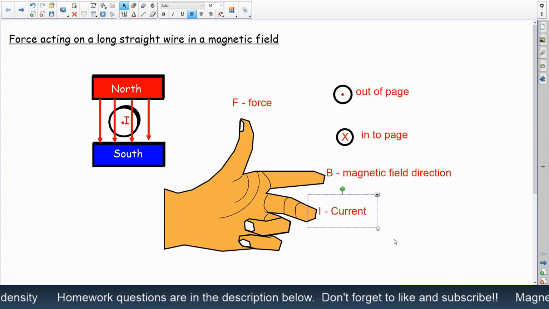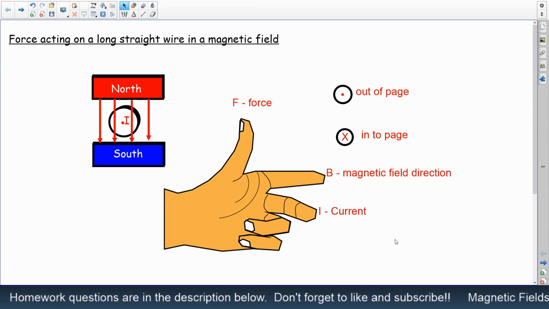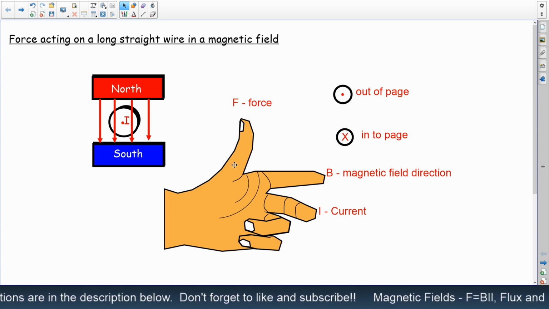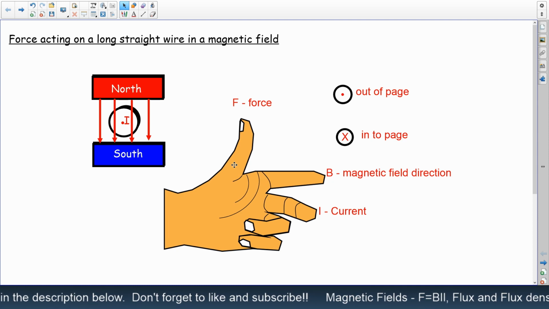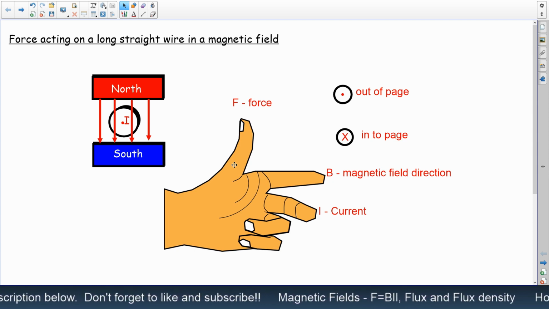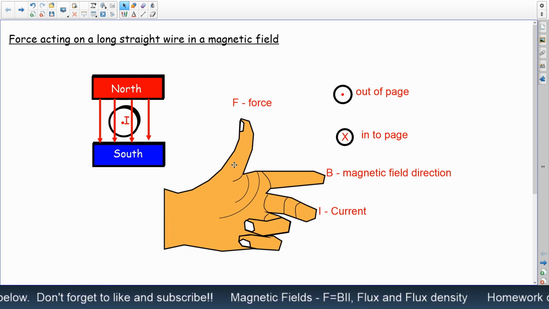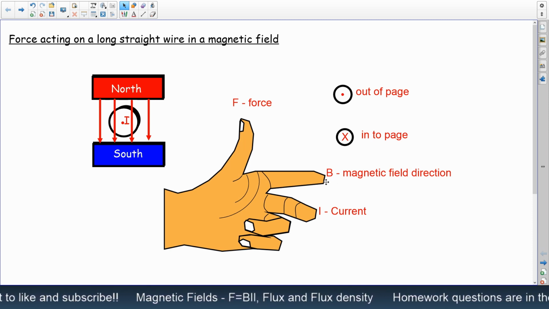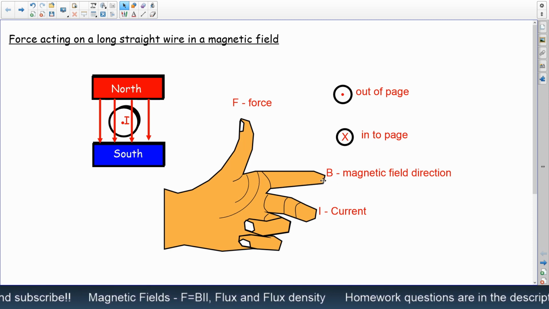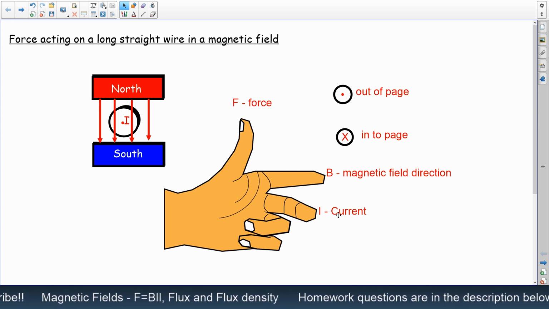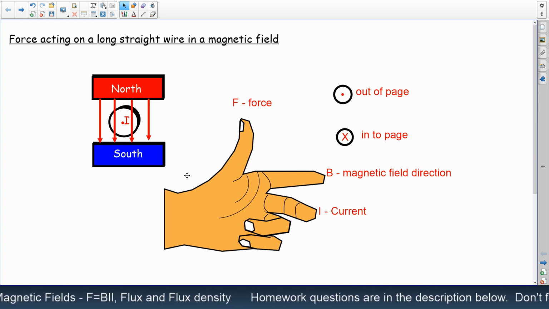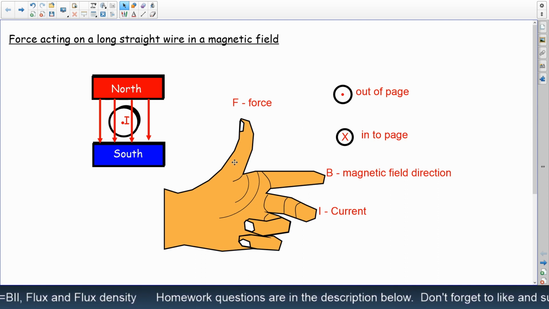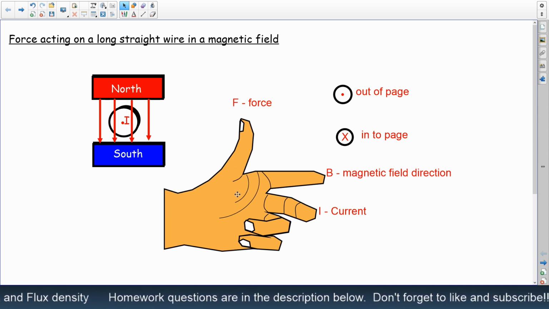Okay, so FBI. Now what you have to do is you have to line your hand up in the direction of all of these things. Okay, without moving your fingers. You're allowed to rotate your elbow, your wrist, whatever, but you cannot move your fingers from that orientation. So what we need to do is align our index finger in the direction of the magnetic field, north to south. We need to align our middle finger in the direction of the current, which will be coming out of the page, so it should be pointing towards us. And then our thumb should automatically line up in the direction of the force.